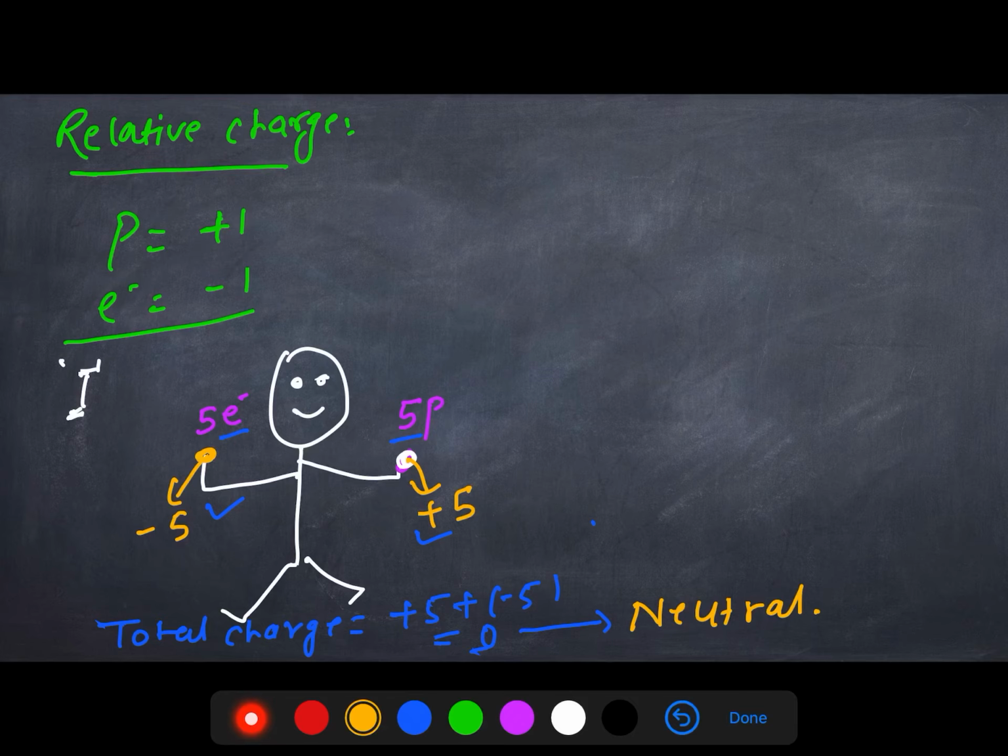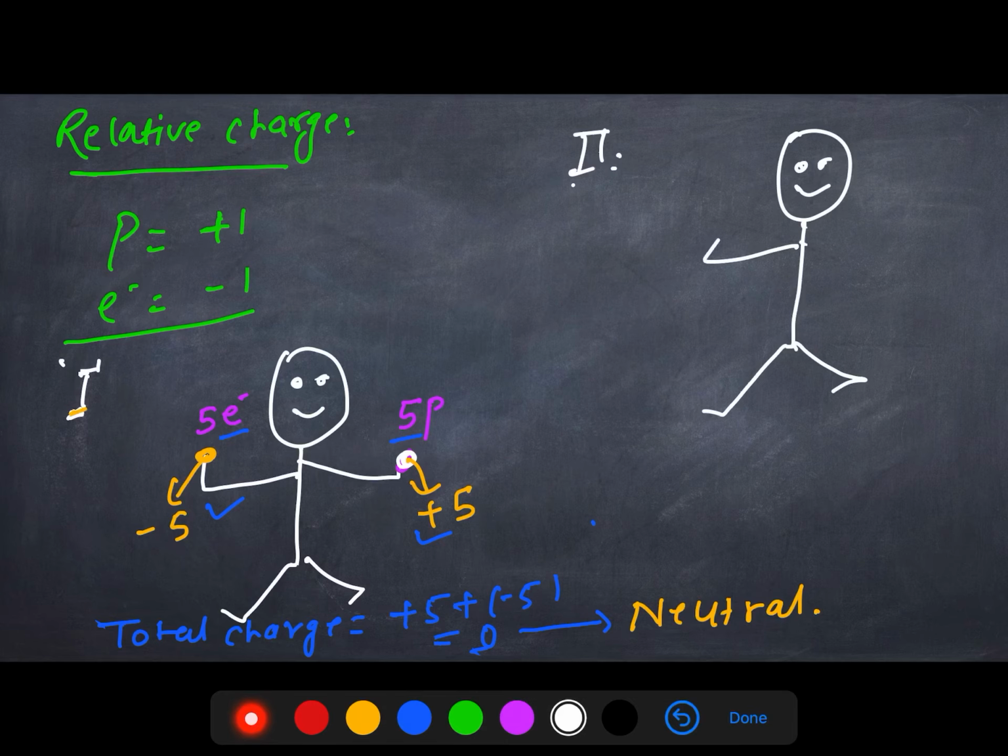It's not an ion, we know that, because ions are charged species. The net charge, there will be some net charge over that, and we'll see that soon. Fine. This is situation number 1. Let's talk about situation number 2.